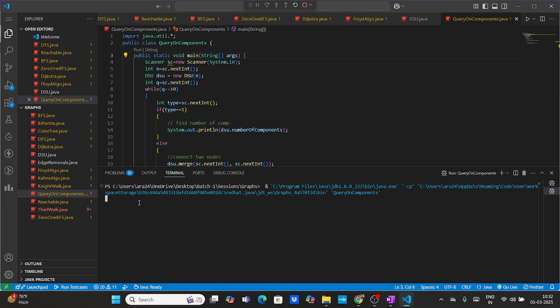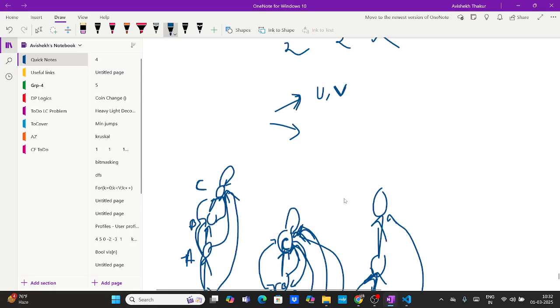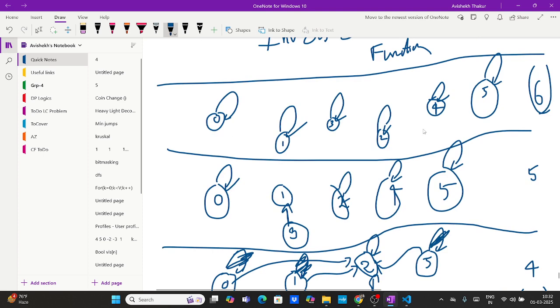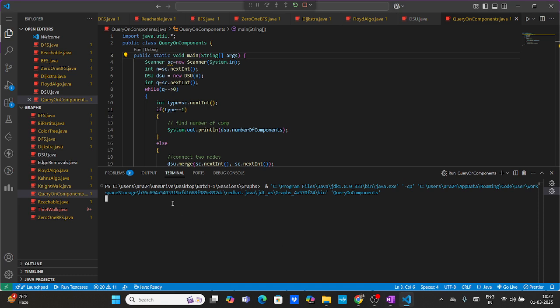So how many nodes do we need? Shall we take this example itself? So there are 6 nodes, right? Yes. So let's say there are 6 nodes, and maybe how many queries? 3. Let's go some more, 6 queries maybe.